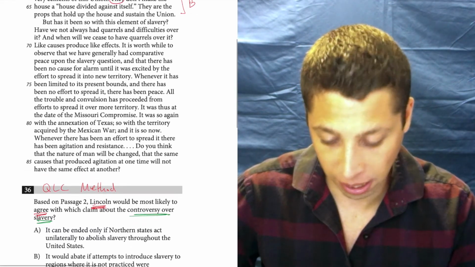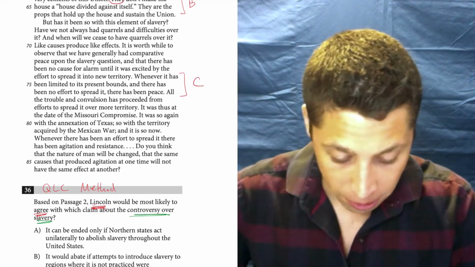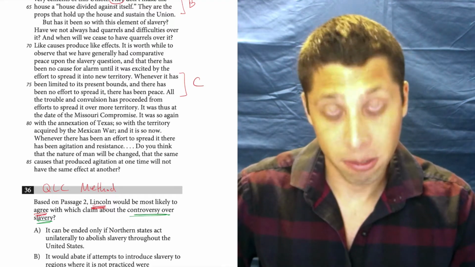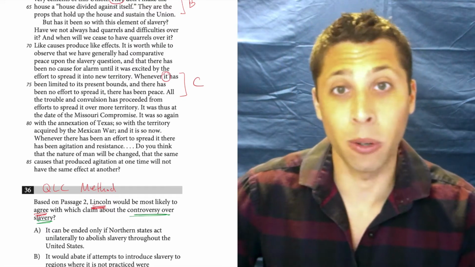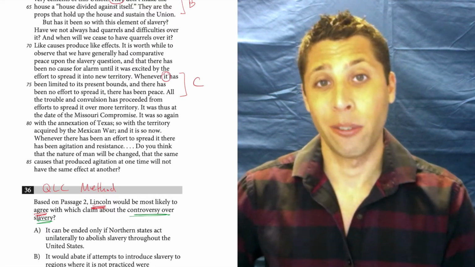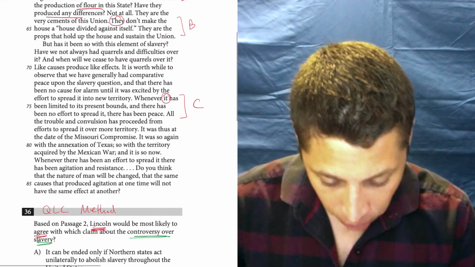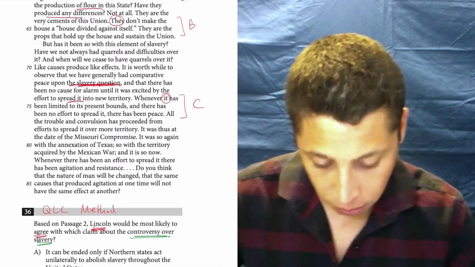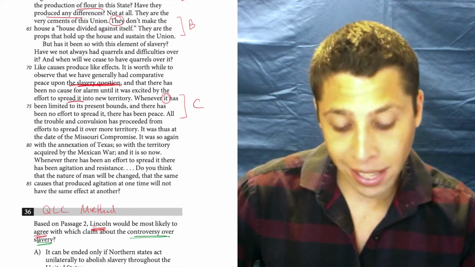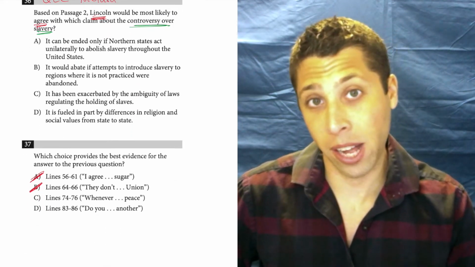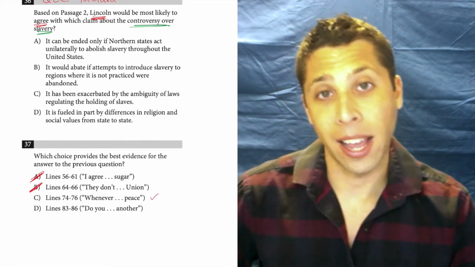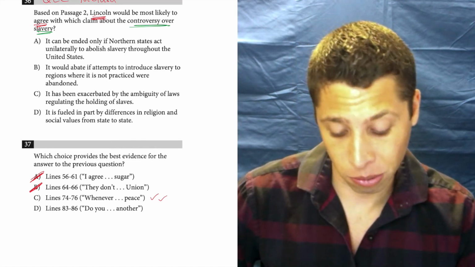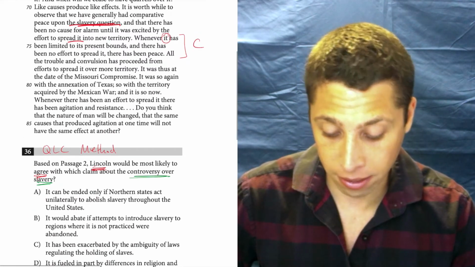74 to 76 hopefully has something of use. Okay, C: whenever it has been limited to its present bounds and there has been no effort to spread it, there has been peace. Well, once again, I've got a big gaping hole in these lines. What does "it" refer to? I've got to know. If we go back, "it" is spreading it to a new territory, the slavery question. Right now, I don't need to understand those lines more than just knowing that it's about slavery and it's about Lincoln's point of view, because he's stating it. So it checks off both my boxes. Let's look at D and see if that also checks off those two goals here, 83 to 86.